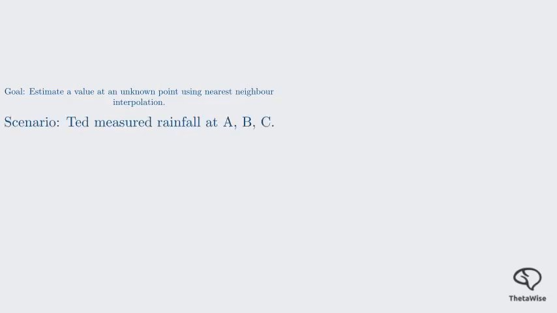Now let's see how Voronoi diagrams are applied in a technique called nearest neighbor interpolation. The objective here is to use a Voronoi diagram to estimate a value at an unknown location based on nearby measurements. Imagine we've measured rainfall at several locations, A, B, and C. Now we want to estimate the rainfall at any other point in the city. Interpolation is the general process of estimating values between known data points. Nearest neighbor interpolation is the simplest form.